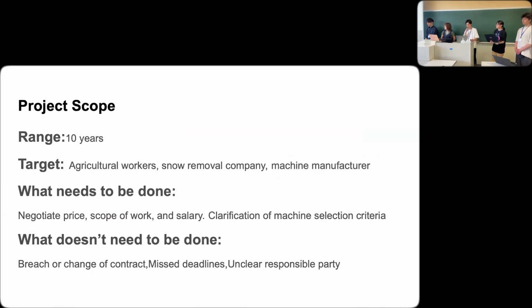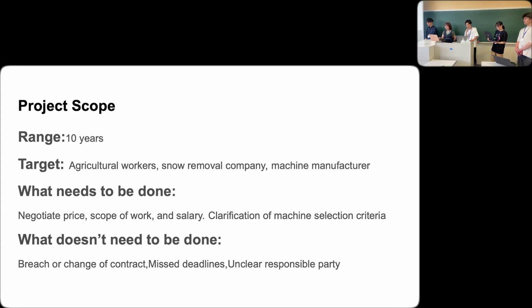The duration of the project is assumed to be 10 years. The reason for this is that we assume that machinery replacement will occur every 10 years, which we believe will ensure that most farmers will be in a position to replace their machinery at the right time. Our target audience is farmers, snow removal businesses, and machinery manufacturers.